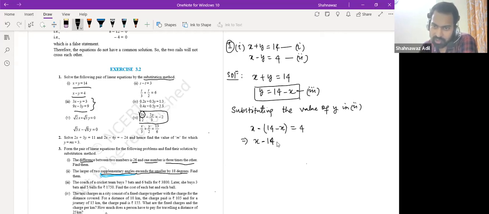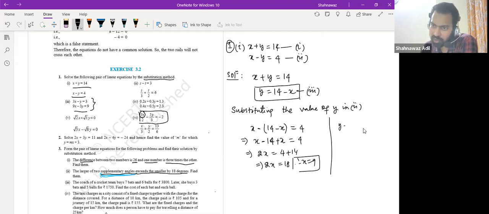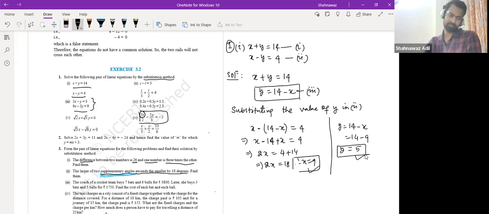So minus minus, this would be plus, right? We'll find the y using the first equation. x plus y equals. So 2x is 18, so x is 9, right? And then we have y equal to 14 minus x, which is 14 minus 9, which is 5. So using this substitution method, we have calculated the value of x and y. Okay.